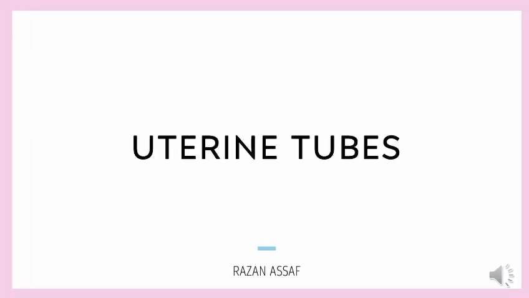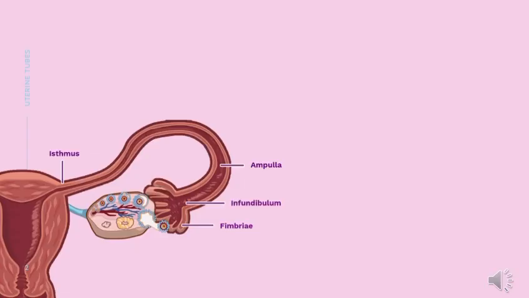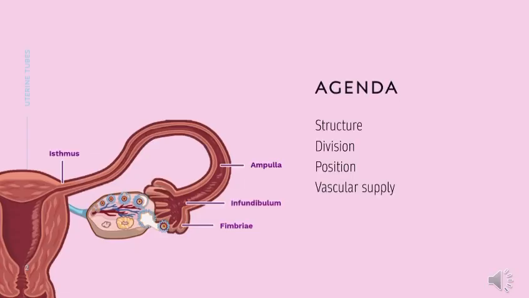Hello everyone, this video is going to be about the anatomy of the uterine or fallopian tubes. I will be covering the structure, division, position, and the vascular supply.